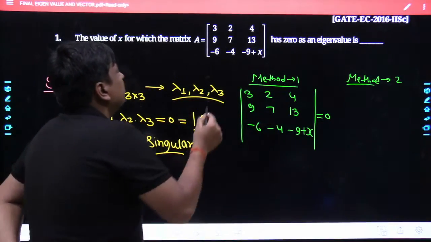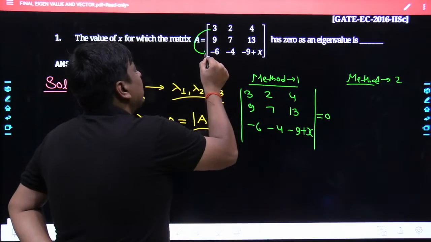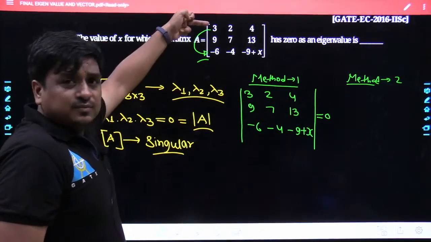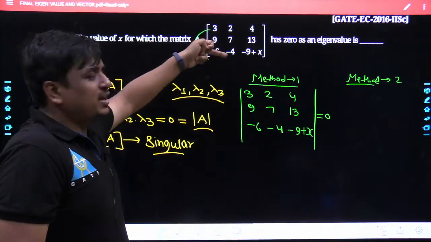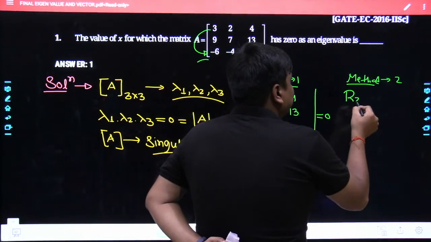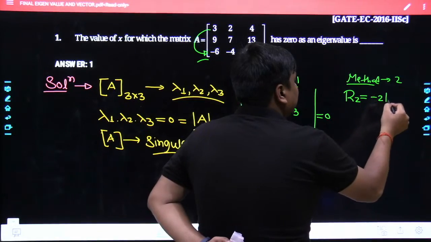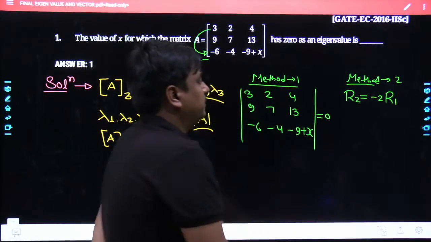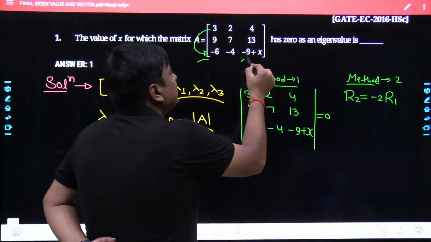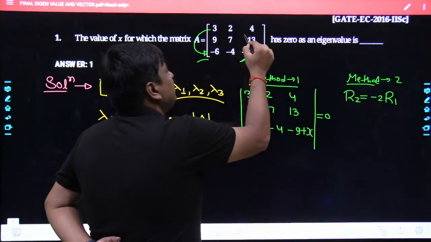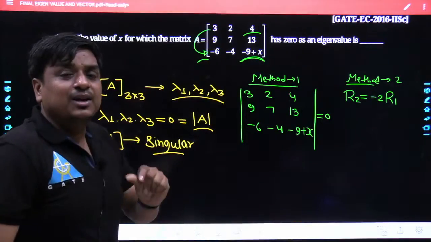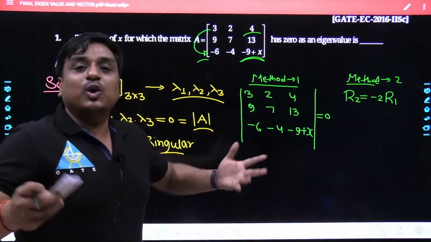Now you can see very well that R1 and R2 are precisely linearly dependent. See how in R1, 3 became minus 6, 2 became minus 4. That means simply R2 has been found by multiplying R1 by minus 2. Now, if even the minus 9 plus x follows the same relationship with 4, in that case R1 and R3 will become linearly dependent, and definitely your requirement is satisfied.